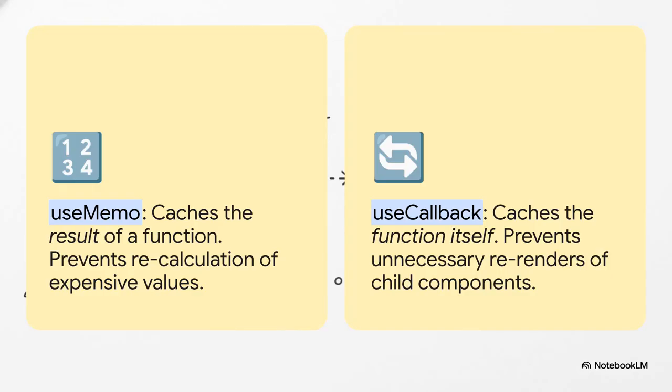Now let's look at 2 hooks that trip up a lot of people when it comes to optimization. useMemo and useCallback. Here's the simplest way to think about it. useMemo saves or caches the result of an expensive calculation. useCallback, on the other hand, caches the function itself. That's super important when you're passing functions as props to child components, because it prevents them from re-rendering unnecessarily.